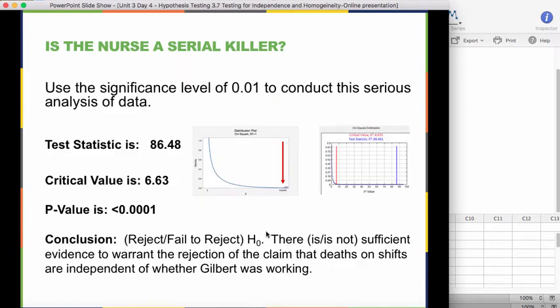If you're looking at where this red marker is, the critical value, remember our original distribution graph had the critical value of 6.63 right here. Relatively speaking, this is an extreme rejection. It's really statistically significant, definitely not independent. The test statistic was 86.48, the critical value was 6.63, it's very much to the right in the region of rejection, and the p-value is less than 0.0001. So we will reject the null hypothesis. There is sufficient evidence to warrant a rejection of the claim that the deaths on shifts are independent of whether Gilbert was working.